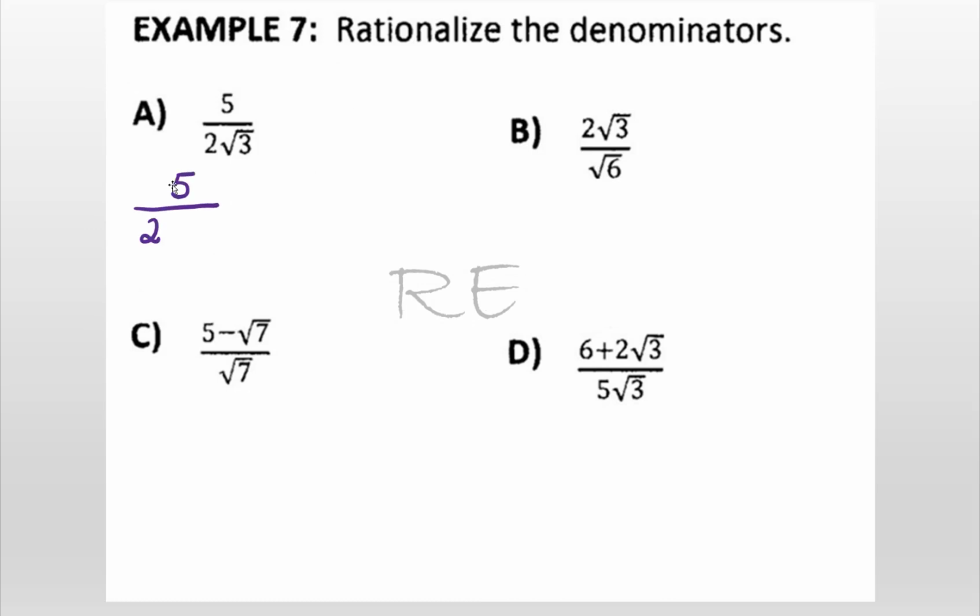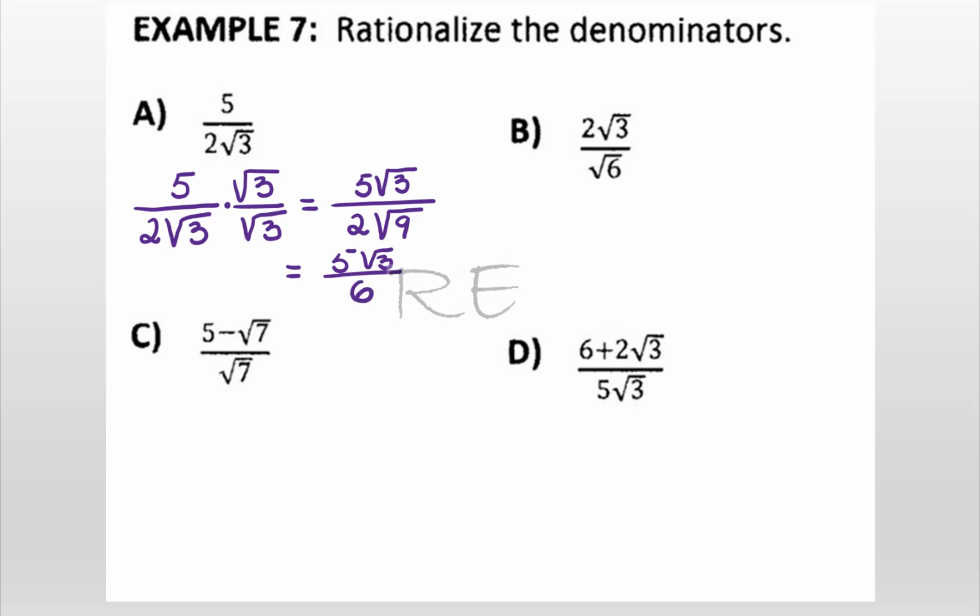We must keep in mind that for 2 square root of 3, only square root of 3 is the irrational. So we're going to multiply by square root of 3 over square root of 3. We get 5 square root of 3 over 2 times square root of 9, and square root of 9 is 3. Therefore, we get 5 square root of 3 divided by 2 times 3, which is 6.